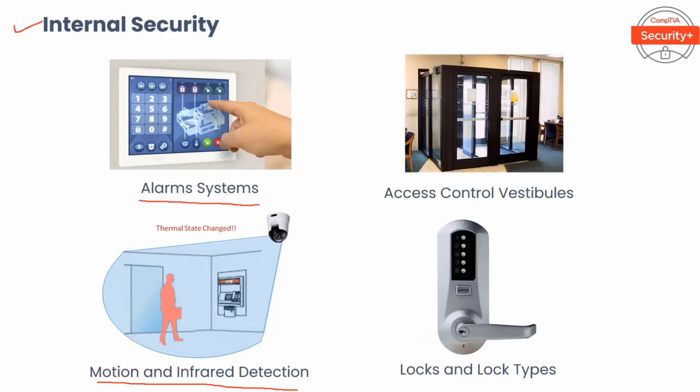Next are motion and infrared detection. The main purpose of a motion detector is to provide security against intruders by alerting security personnel to an unexpected presence or suspicious activity on the company premises. A motion detector contains a sensor that is integrated with other technologies to trigger an alert when a moving object is in the sensor's field of view.